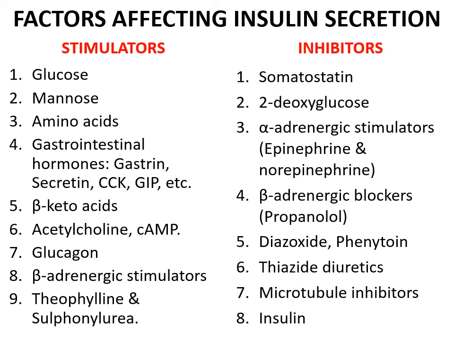Whereas somatostatin, 2-deoxyglucose, alpha-adrenergic stimulators such as epinephrine and norepinephrine, beta-adrenergic blockers such as propranolol, diazoxide, phenytoin, thiazide diuretics, microtubule inhibitors, and insulin itself are the inhibitors of insulin secretion.